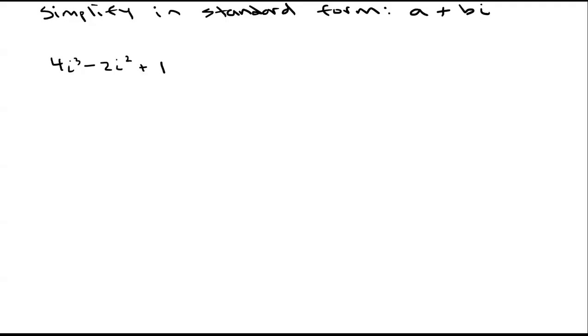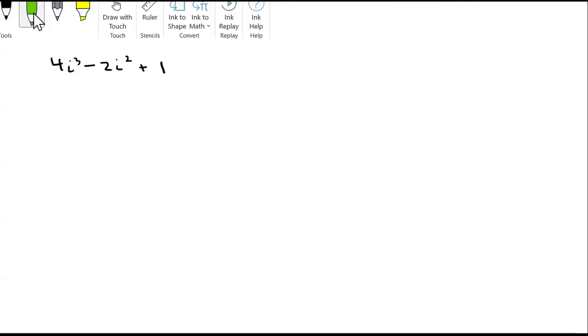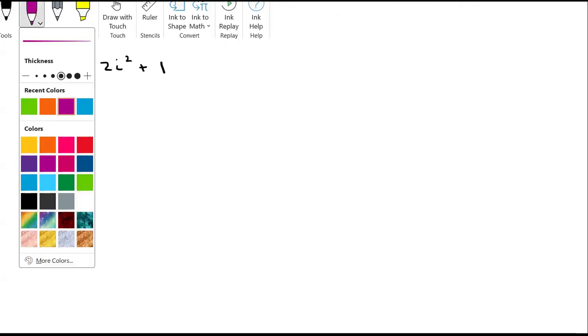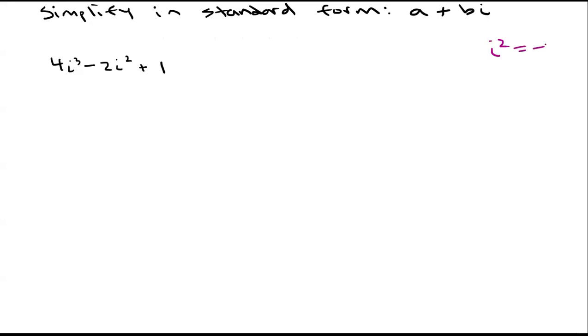Okay, so we have 4i cubed minus 2i squared plus 1. Again, I'm going to be using the fact that we are given that i squared is equal to negative 1. So let me write that down here. So again, i squared is equal to negative 1. Well, i cubed, if you don't remember the pattern, that's okay. We can just break that down to i squared times i. And i squared is negative 1 times i. So that gives us a negative i.